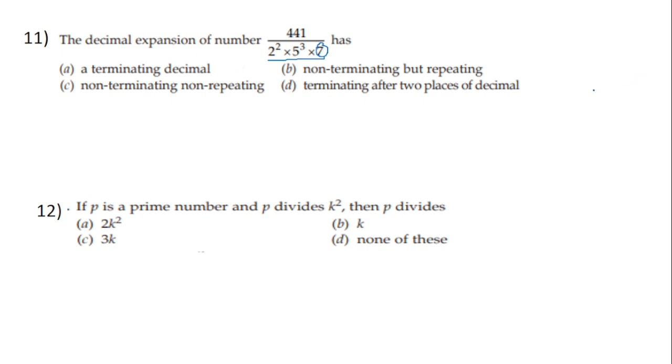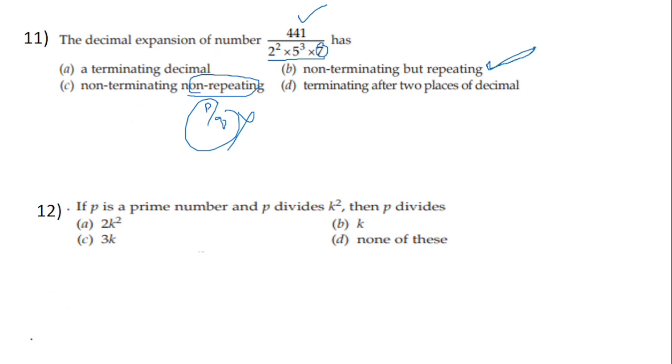And the question is whether it is repeating or non-repeating. See, if it is a non-repeating decimal expansion, it is an irrational number. It cannot be expressed in p by q form. But the given number is in p by q form, so it is non-terminating but repeating. This is our option. This is the correct answer.